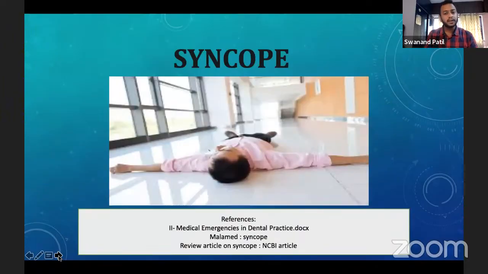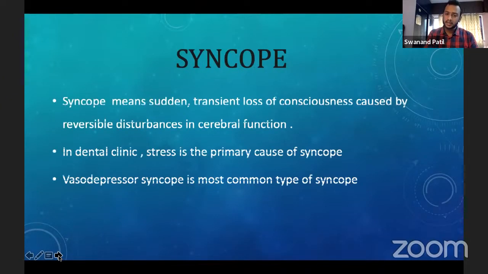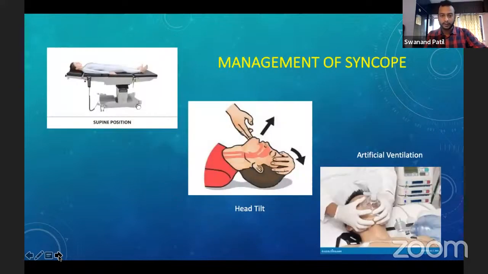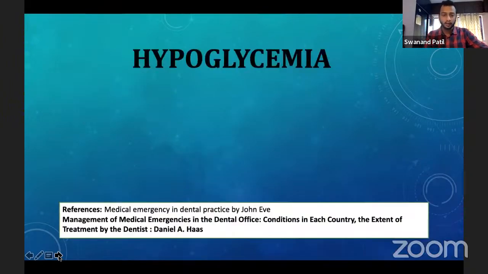Coming to the first medical emergency, that is syncope. Syncope is sudden loss of consciousness. Vasodepressor syncope is the common type of syncope that can occur. Stress being the primary reason of syncope, venipuncture, intraoral injection, as well as administration of drugs are some important causes of syncope. Signs include dizziness, unconsciousness, nausea, and vomiting. Management includes laying the patient in supine position as shown in the figure, head tilt chin lift position for easy ventilation and artificial ventilation if necessary.